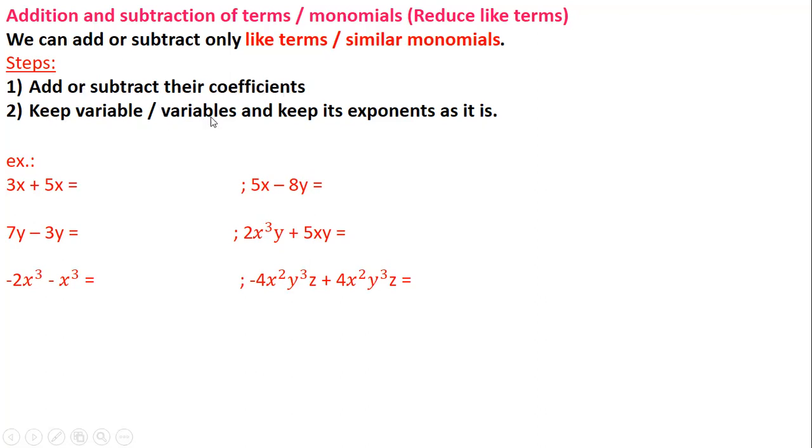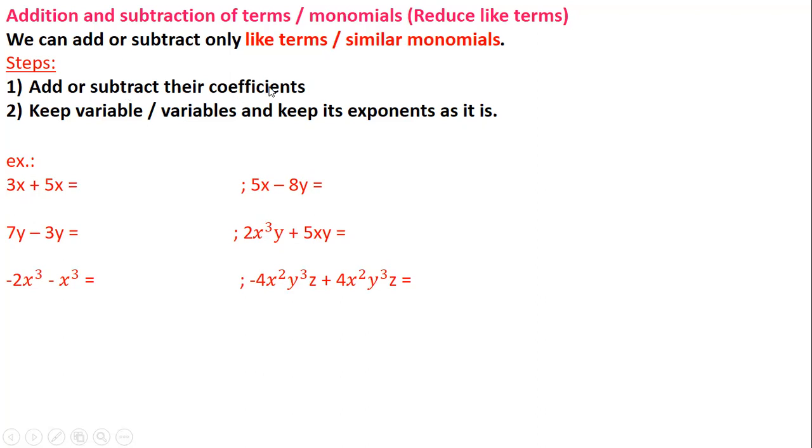We keep the variable or the variables, and we keep the exponents as it is. So multiplying monomials have rules, and adding or subtracting monomials have different rules. Example, 3x plus 5x. First, before adding these or knowing if we can add these, we should see if we have like terms or similar monomials, what we studied in algebraic expression 1. Here the variable is x, the variable is x, exponent 1, exponent 1. So 3x and 5x are like terms.